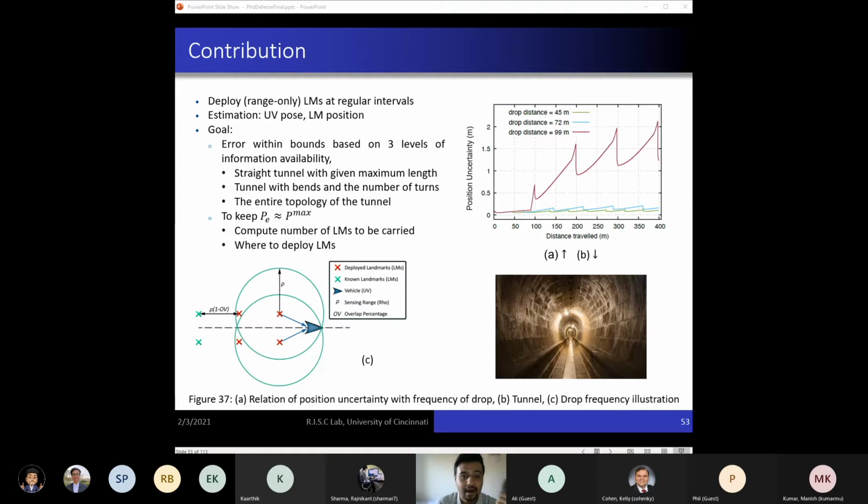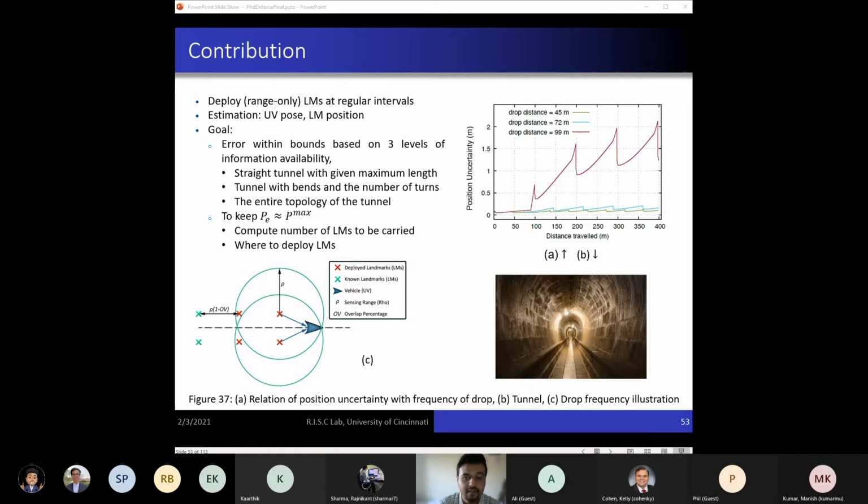To analyze, we conducted a set of 3 experiments in a straight tunnel-like configuration as shown in figure 37B. We considered a maximum sensing range of 90 meters for all the cases. For the first case, the vehicle dropped landmarks uniformly at 45-meter intervals. For the second case, landmarks were dropped uniformly at 72-meter intervals. And for the third case, they were dropped at 99-meter intervals. Note that for the third case, the uniform drop distance is greater than the maximum sensing range.